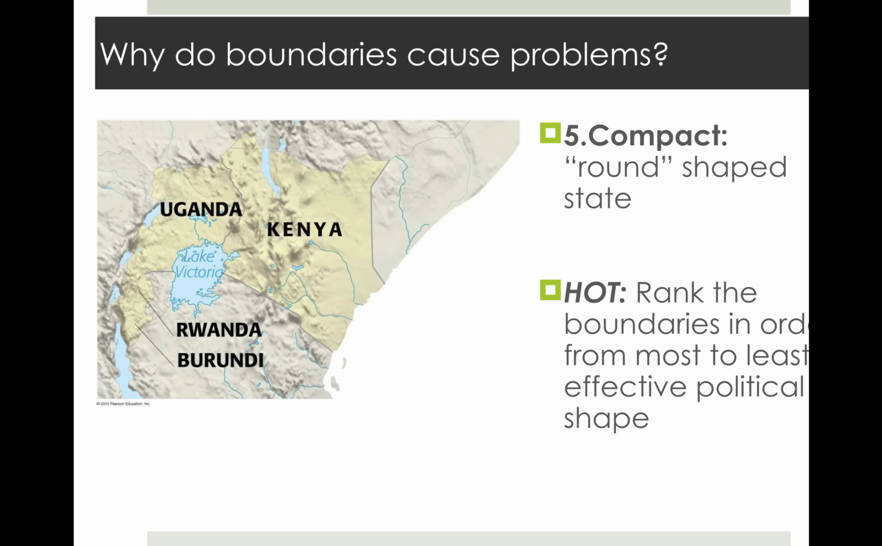Does that mean that a country needs to actually be in a perfect circle? No. But you'll notice with Kenya, you can see it doesn't have proruption.